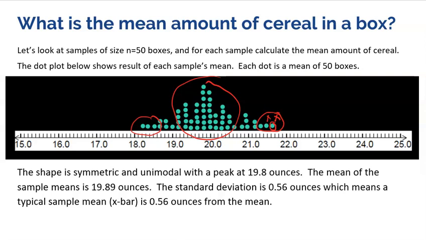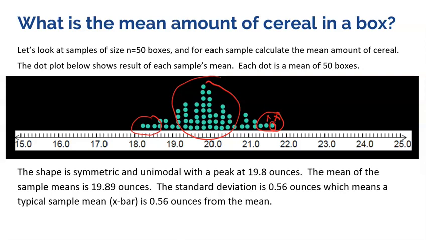Every one of these dots represents the mean of 50 boxes. So if I were to take a mean of all the means, well, it was 19.89. So that's pretty accurate for what the center of this graph looks like, right? And I could also calculate the standard deviation.